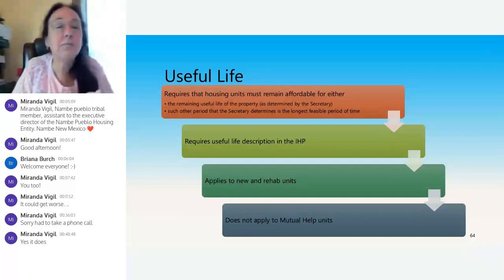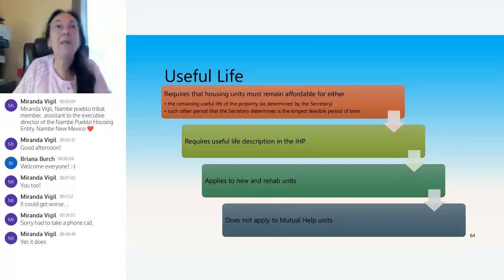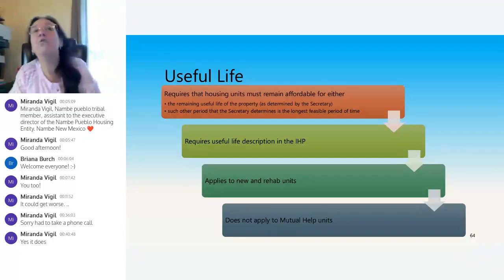Such other period that the secretary determines is the longest feasible period of time. It requires a useful life description in your IHP. It applies to new and rehab units. It does not apply to your mutual help units that were built with 1937 Housing Act funds. Now, if you duplicated the mutual help program and you're doing that with NAHASDA funds, it would apply to those units, okay?